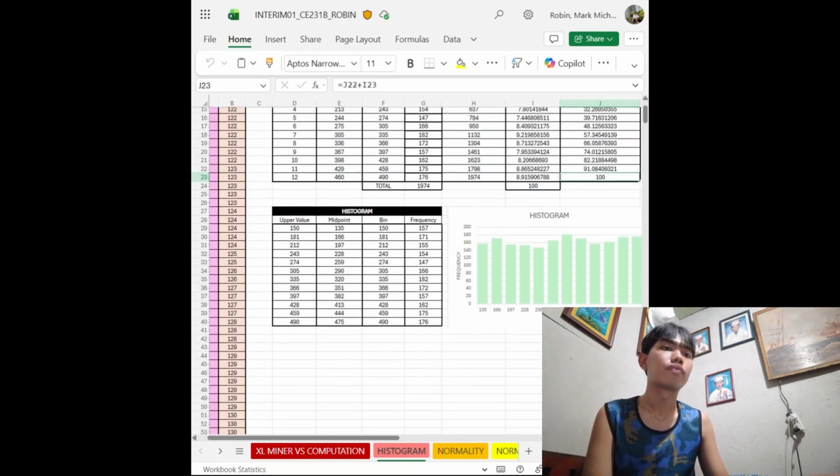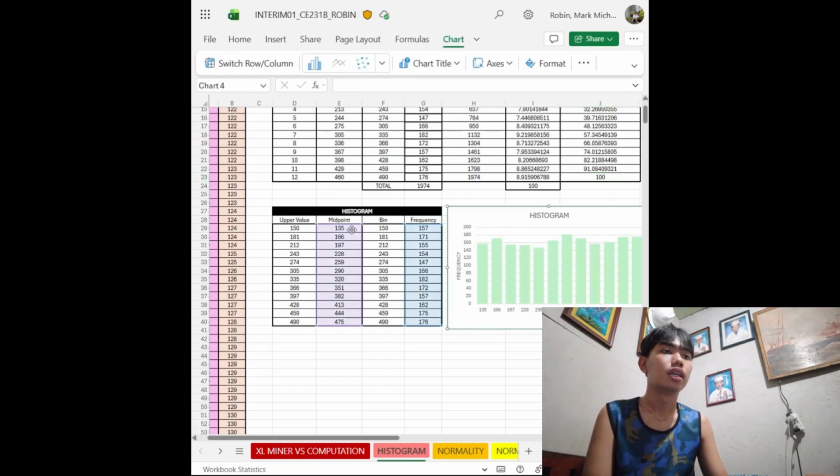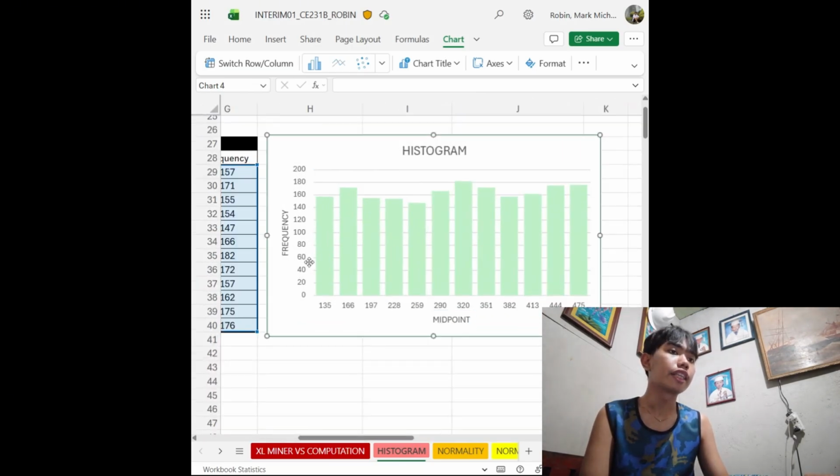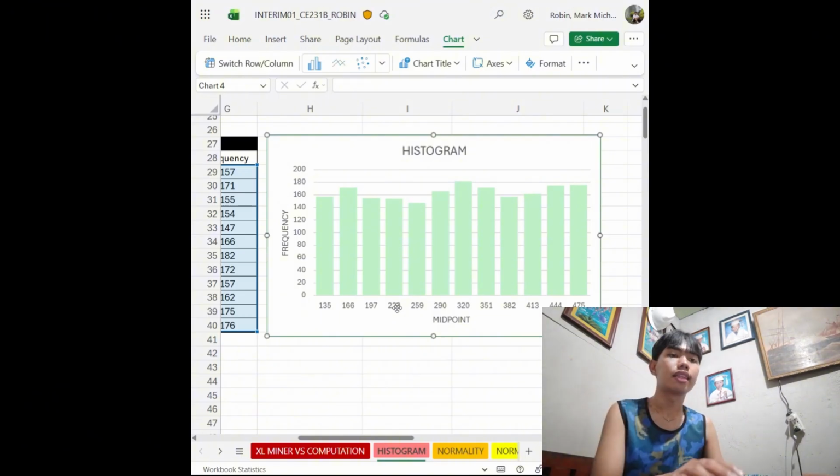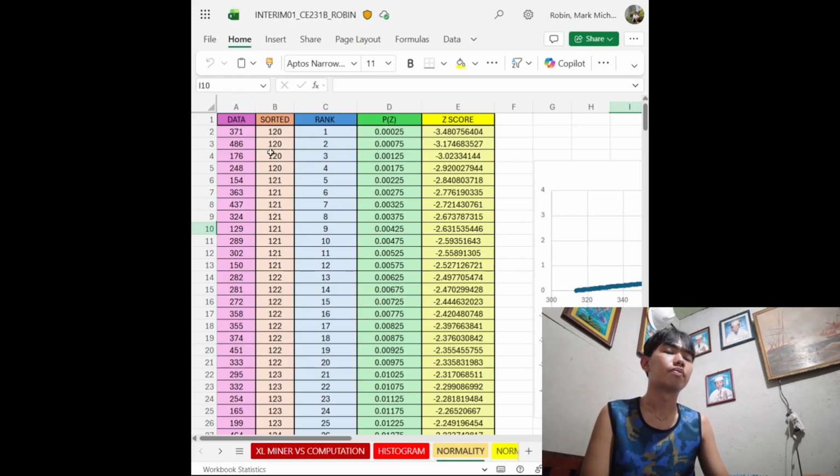And this is the histogram. The histogram visualizes the distribution by looking at the frequency and percent frequency. You can see that the data isn't clustered at one extreme but follows a visible peak, which gives us our first hint of a normal distribution. How I get the histogram: I just select the midpoint and the frequency, then insert a chart, and that's it. So this is the graph of the histogram. We have the midpoint for the x axis and the frequency for the y axis.